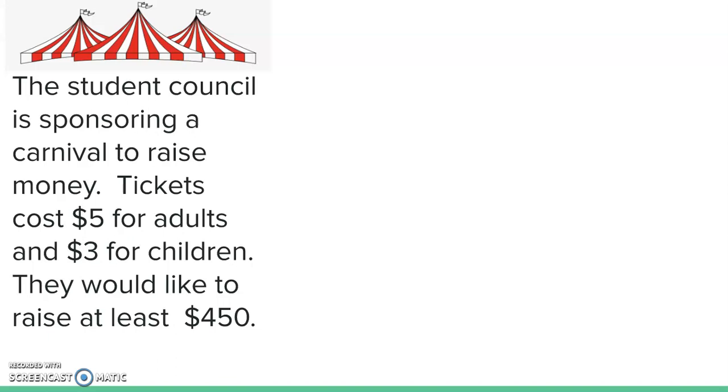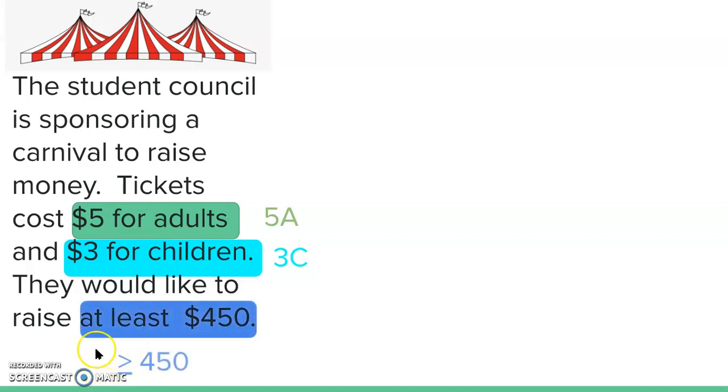Let's discover our variables. First, we recognize that it costs $5 for adults, so 5A could represent our variable, and $3 for children, so 3C. And we need a total of at least $450. Now that's an inequality of greater than or equal to $450. So the total for adults and children must be at least $450.